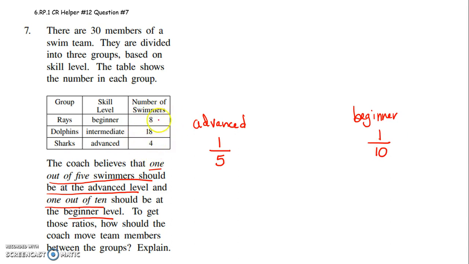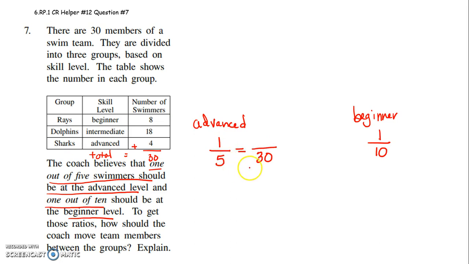Well, we have to figure out our total number of swimmers. That would be our first step here. So let's get our total number of swimmers by adding them up. 12 and 18 would get you to 30. Wait, 4 more would be 34? Actually, 12 and 18 is 30, so the total is 30. If the coach wants 1 out of every 5 swimmers to be advanced, and you have a total of 30 swimmers, you're just setting up equivalent ratios, equivalent fractions.